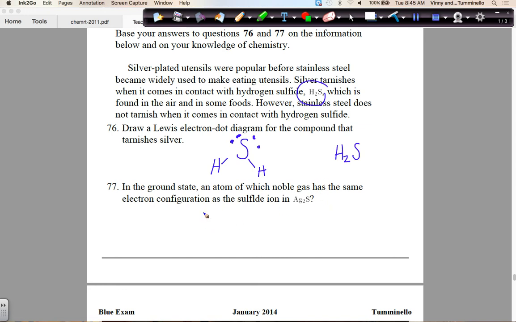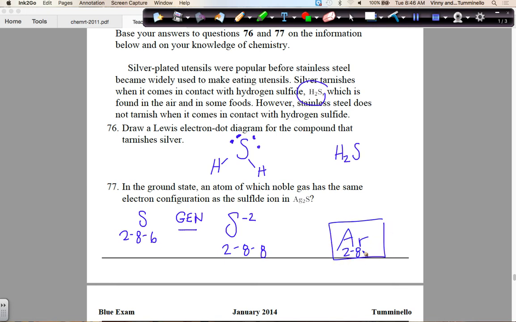In the ground state, an atom of which noble gas has the same electron configuration as the sulfide ion? That's going to be S-2. And sulfur as an atom has the electron configuration 2, 8, 6. So because gaining electrons is negative, S-2 has the electron configuration 2, 8, 8, and it is argon on the periodic table that has the electron configuration 2, 8, 8.